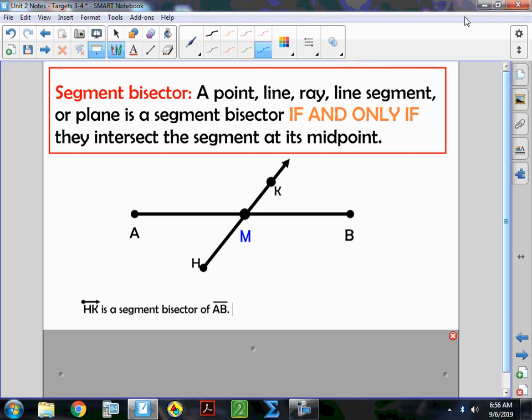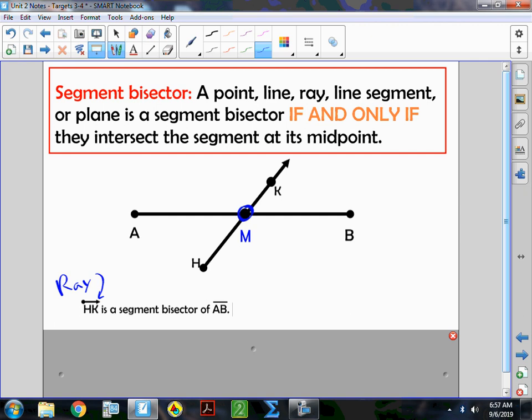Okay, this is the definition of a segment bisector. So a point, line, ray, line segment, or plane can intersect a segment and bisect the segment if and only if it intersects the segment at the midpoint. In this diagram, we're given that ray HK is a bisector of segment AB. That means that ray HK is going through the midpoint, which is point M, of segment AB.